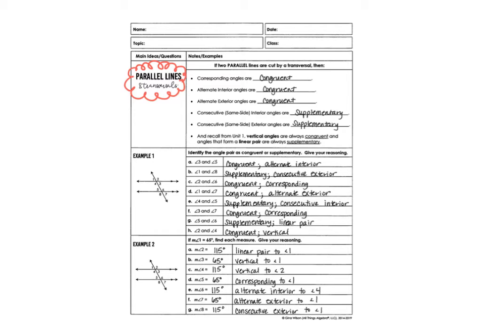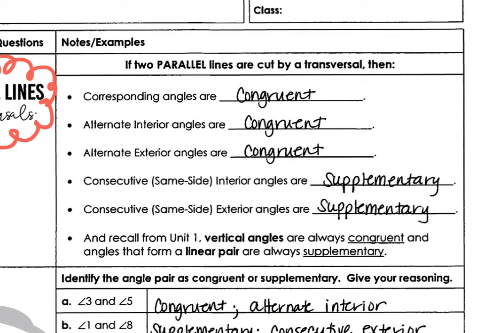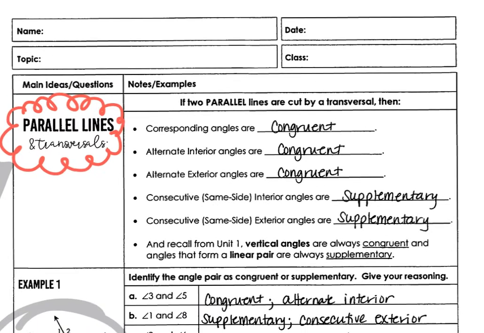But specifically, when two parallel lines are cut by a transversal, things happen. Okay? When two parallel lines are cut by a transversal, those corresponding angles are always congruent. The alternate interior angles are always congruent. The alternate exterior angles are always congruent. Again, guys, this is only when parallel lines are cut by a transversal. Not any line, because that wouldn't even make sense. It didn't even make sense in the pictures before, but it does make sense when you're looking at parallel lines cut by a transversal. Consecutive same side interiors are supplementary, and consecutive same side exteriors are supplementary.